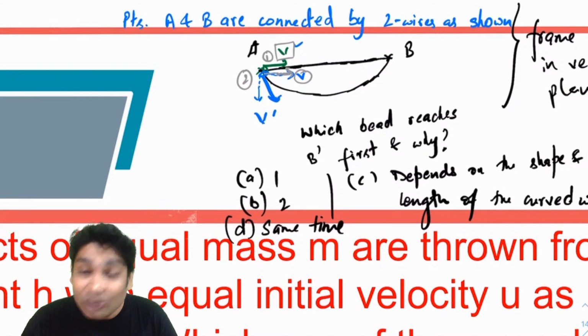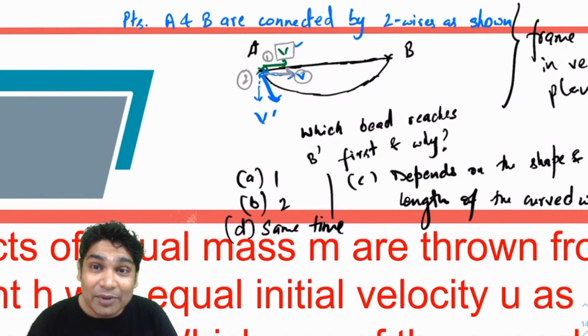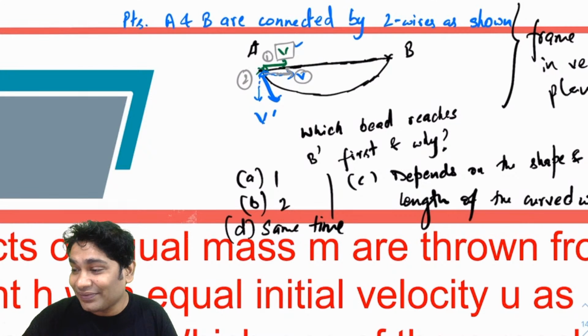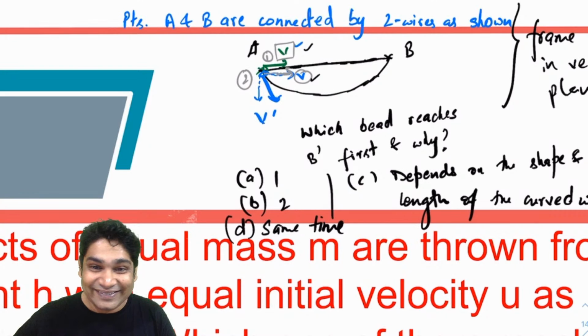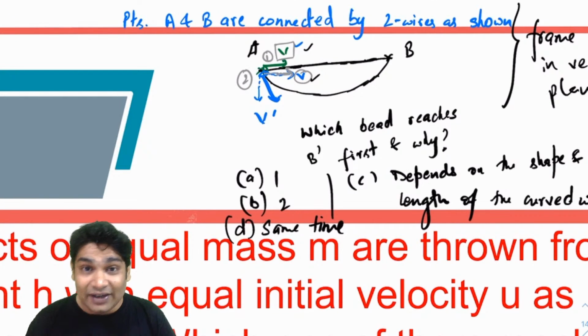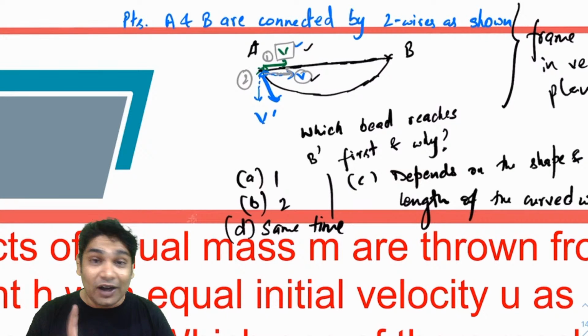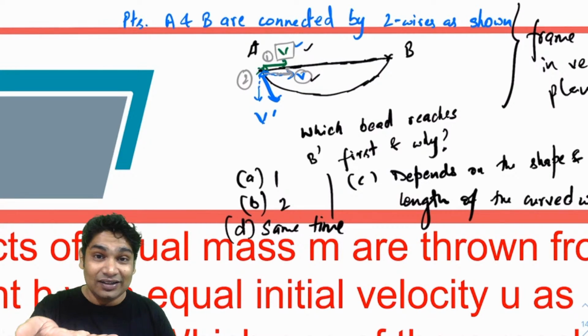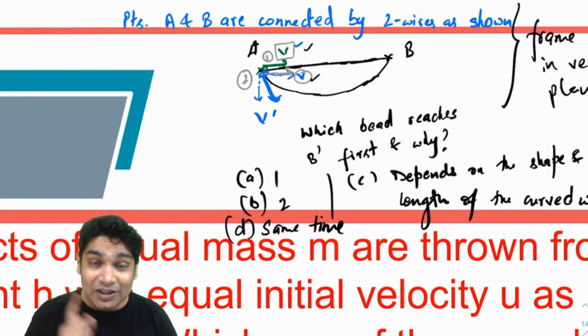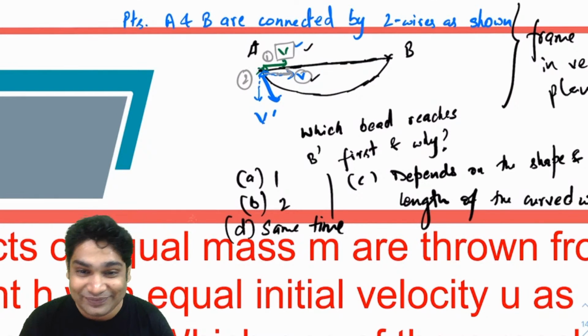I think, at the first go, even I would think probably they reach at the same time. Why? Because the horizontal speed is the same, right? And the horizontal displacement is the same. In fact, if this frame was not kept in a vertical plane, if suppose this was horizontal on a table, where the force of gravity was not acting, then option D would have been correct.